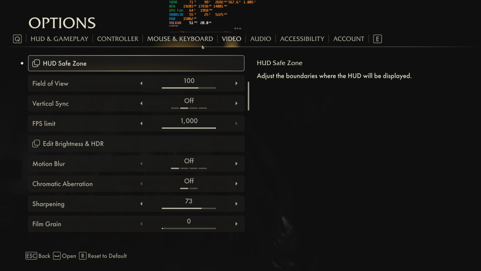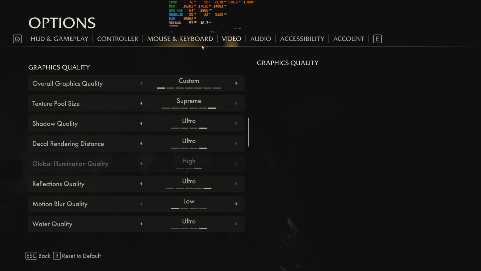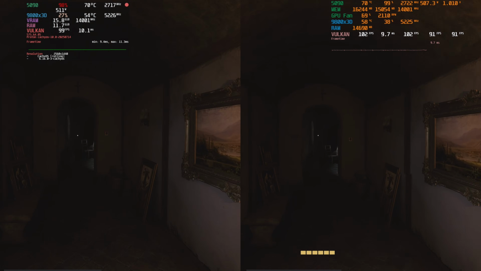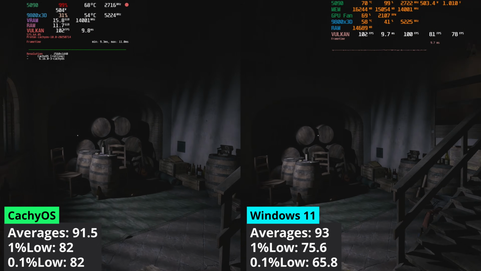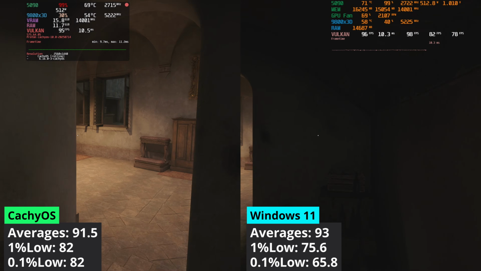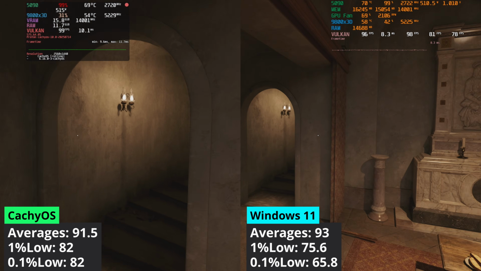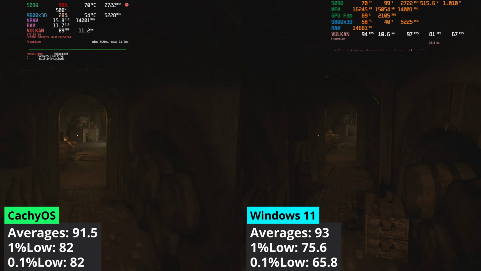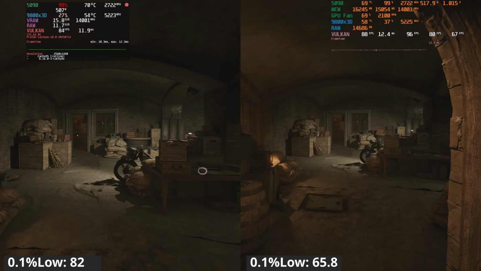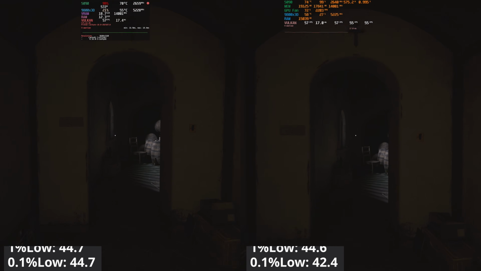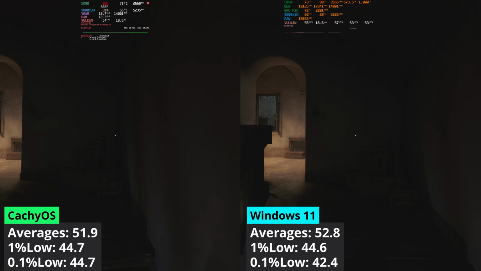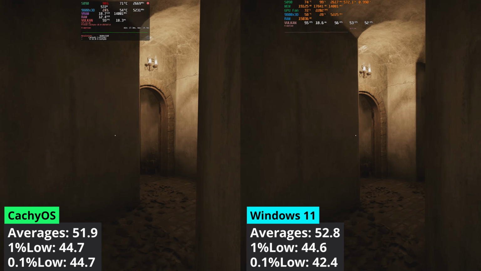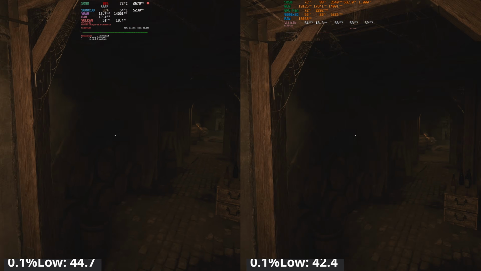Indiana Jones and the Great Circle is built on IDTech engine, and it uses Vulkan instead of DirectX API. In this game I set path tracing to the max. It seems that CachyOS delivers a marginally better experience as it has better 1% low value, at 82, while Windows managed 75.6 frames per second. Increasing the resolution sees the two operating systems deliver similar results. It seems that Vulkan games run the same on both operating systems.